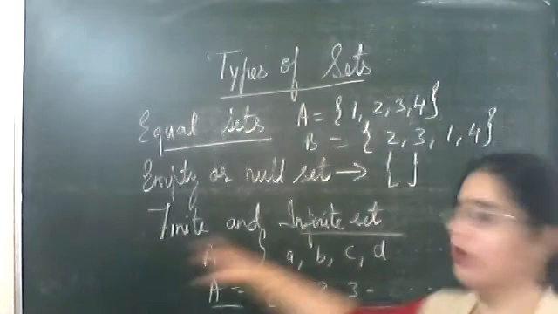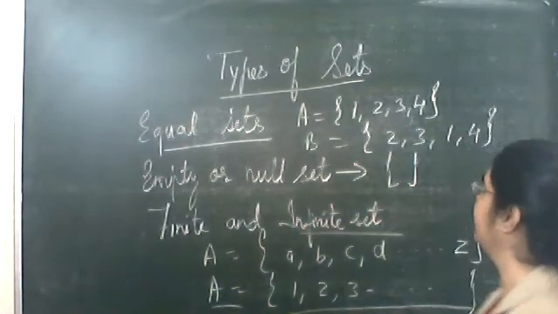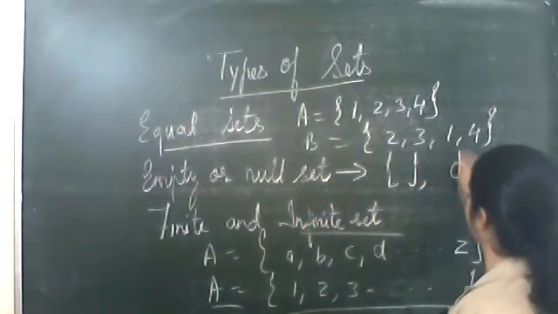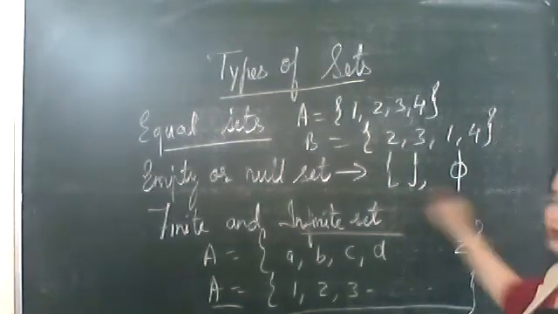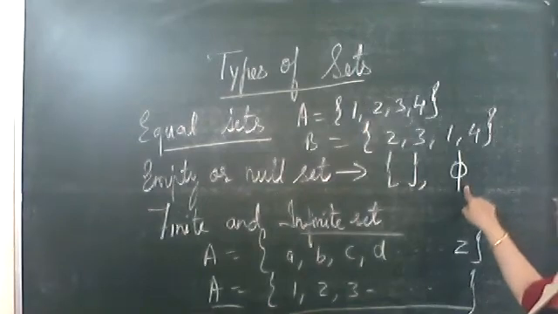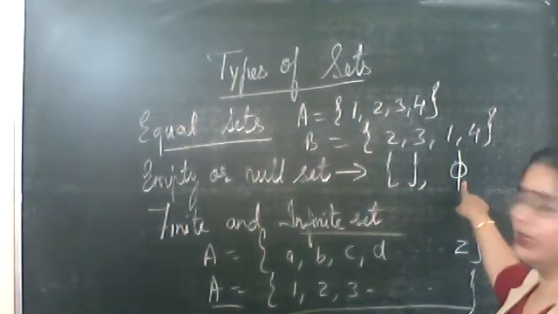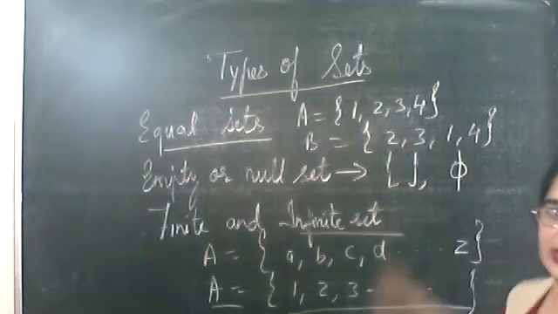Then your empty set or null set. It is also denoted by this symbol, phi. Clear? So the empty set is also called the null set. If it is written this way, then also it is a null set. If it is written this way, then also it is a null set.